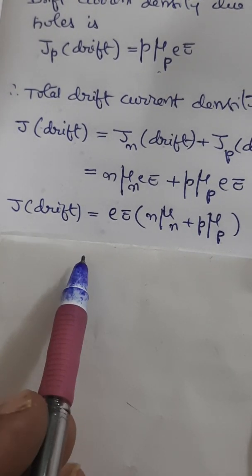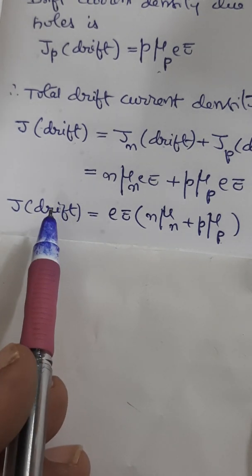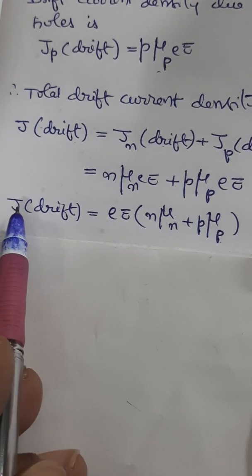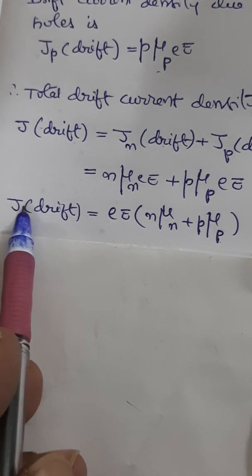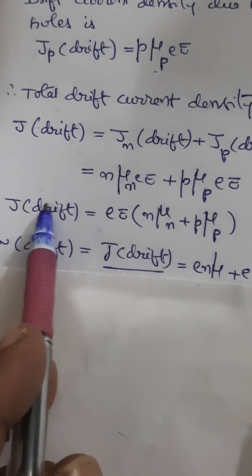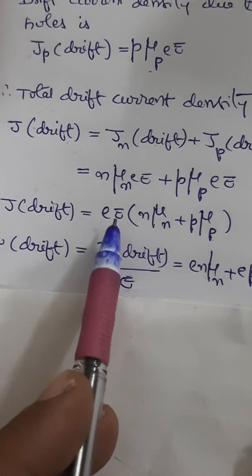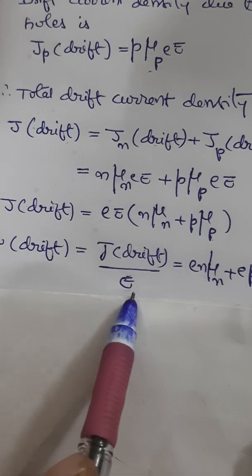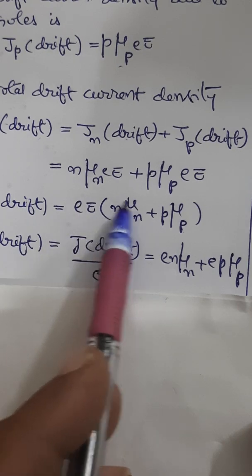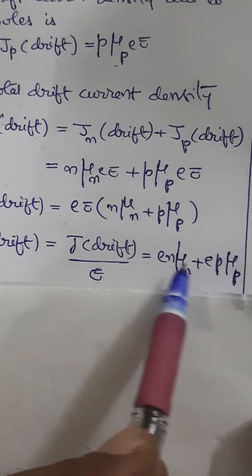Now what are we trying to find out? We are trying to find out conductivity due to drift. That means we want sigma drift. So sigma drift is nothing but J equal to sigma E, therefore sigma equal to J by E. Therefore sigma drift is equal to J drift by field. Understood? So when you substitute this value, this E gets cancelled and you will be left with e into (n mu n plus p mu p). You can expand it of course: e n mu n plus e p mu p.